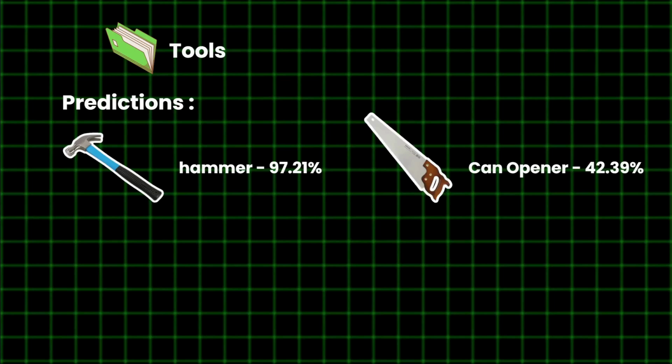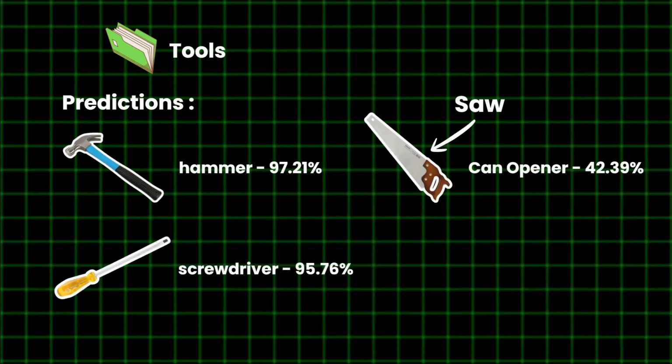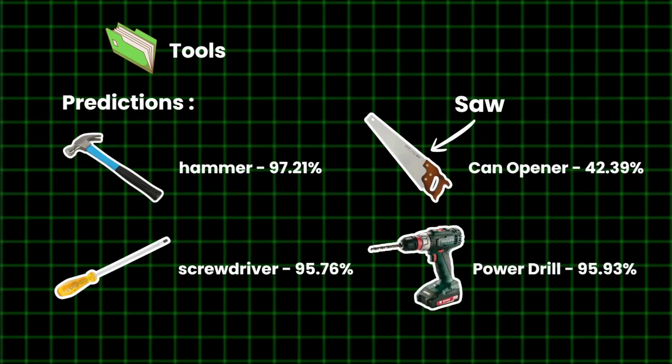So here for the tools, I will go quickly. For the hammer, it predicted 97%. This one is a saw, and it detected it as a can opener for 32%. Screwdriver for 95%, and the power drill also 95%. For the tools, it's quite good. The predictions seem really accurate.